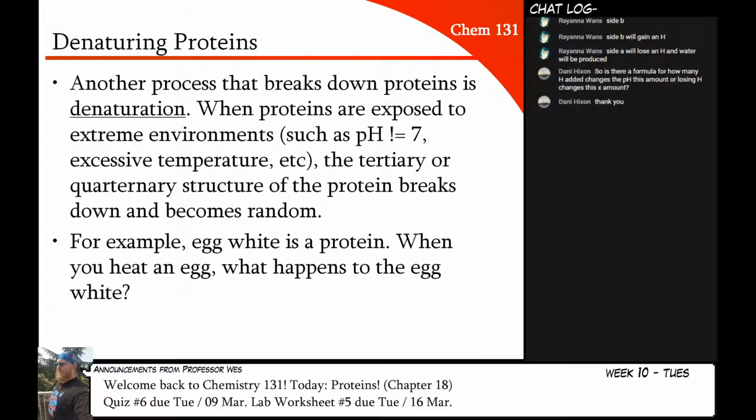So changing the pH or changing the nature of the solution that the protein is in causes its structure to change, and its folding will either become something different or it will become random. And this is called denaturing. When you denature a protein, the structure is randomized. And when the structure becomes randomized, the protein loses its function.